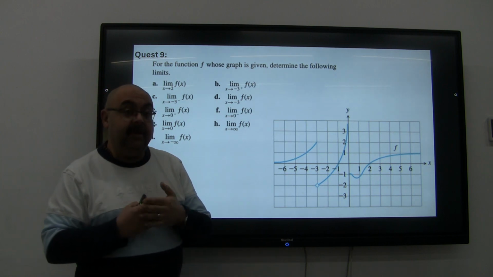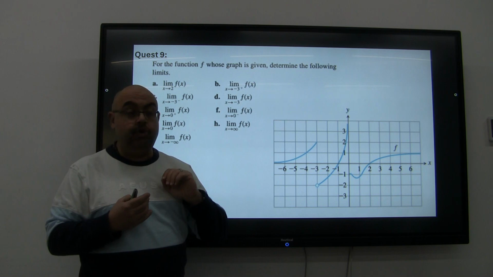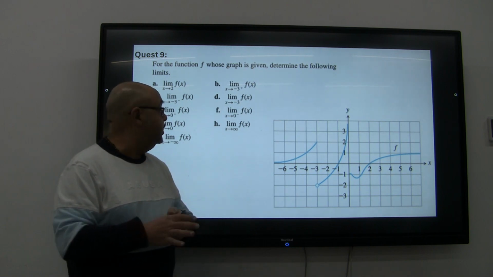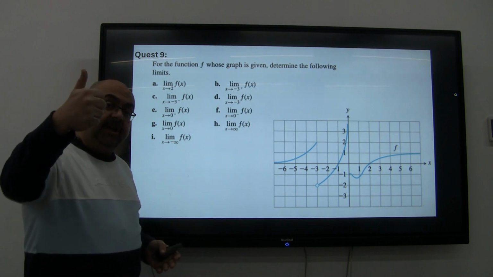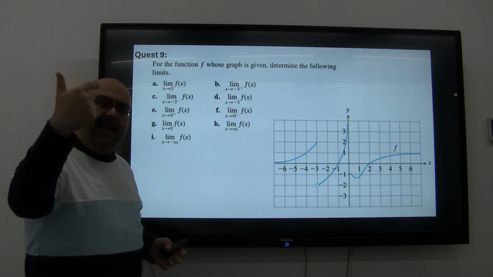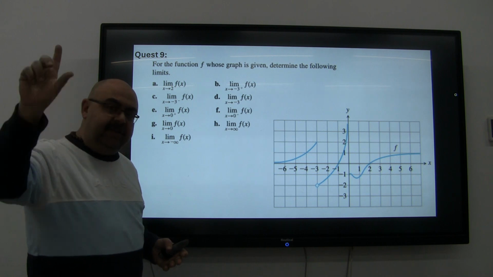Please remember, if I want to know whether a function is continuous or not at a certain point, I have to find three main things: the function at the point, then the limit at the point, and number 3, they should equal each other.